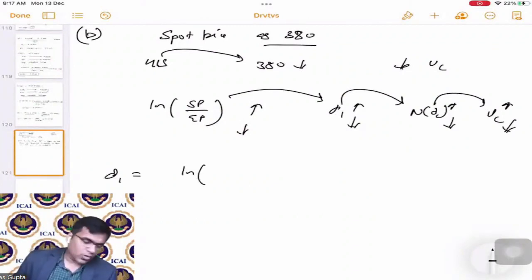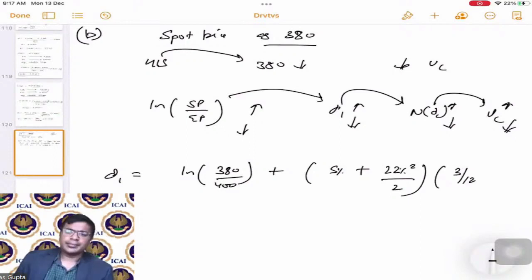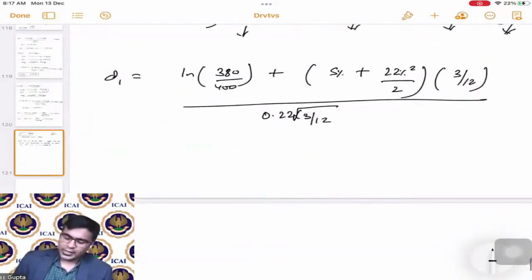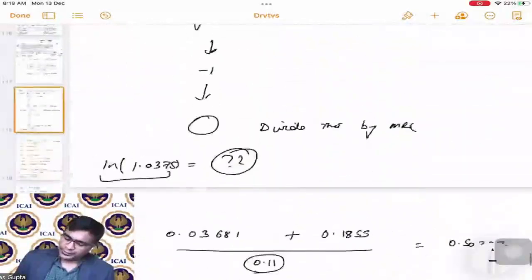D1 is equal to natural log of 380 divided by 400. Correct? Instead of 415, now we are taking 380. The rest all data remains same. 5%, 22% raised to the power 2 divided by 2, multiplied by 3 by 12. This whole divided by 0.22 and square root of 3 by 12. Correct? This is D1.